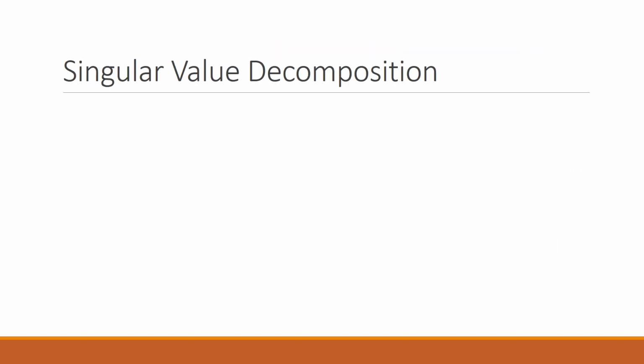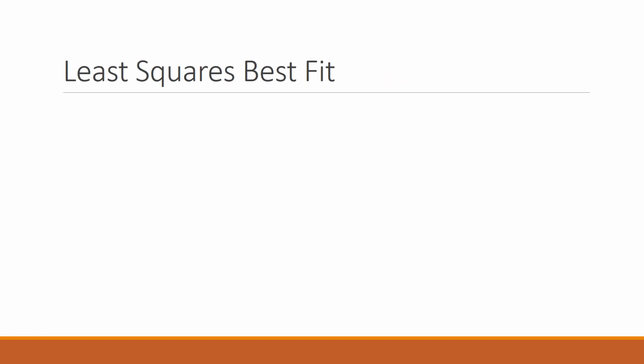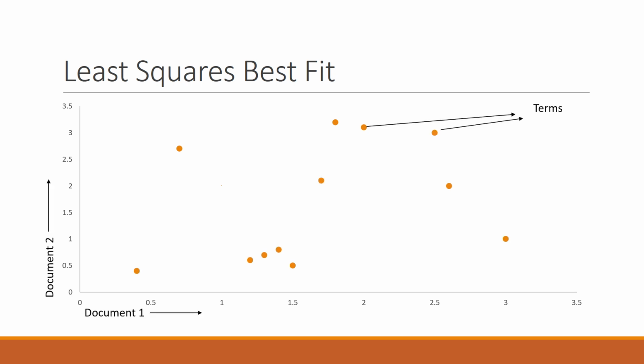In LSA, term frequency matrix A is first subjected to singular value decomposition. A is equal to U sigma V transpose. Now let's see how will SVD help. To gain insight, treat the terms or rows of an T cross D matrix A as T points in a D-dimensional document space and consider the problem of finding the best K-dimensional subspace. Here best means minimizing the sum of squares of perpendicular distances of points to the subspace.